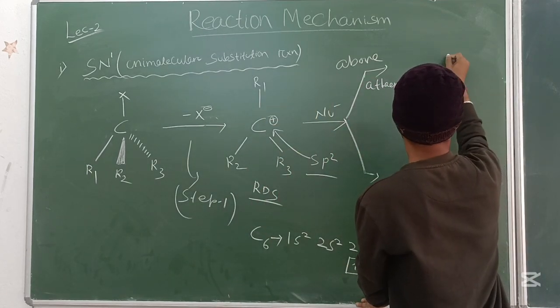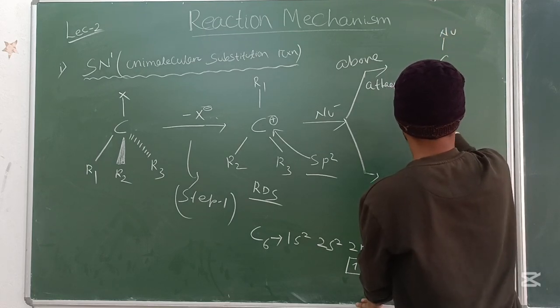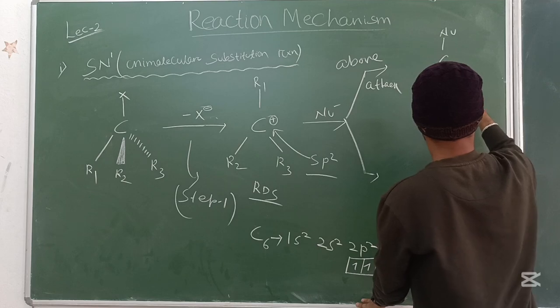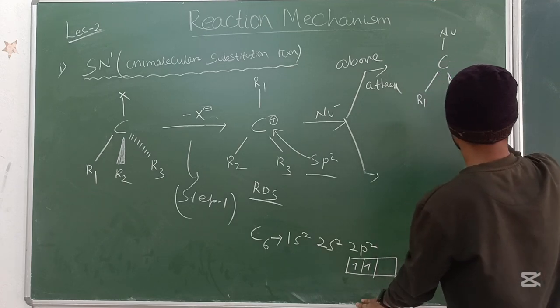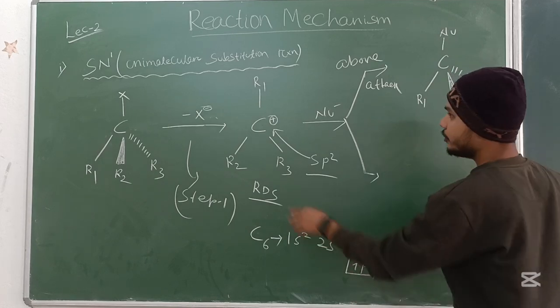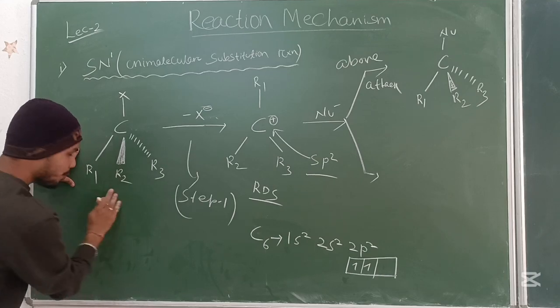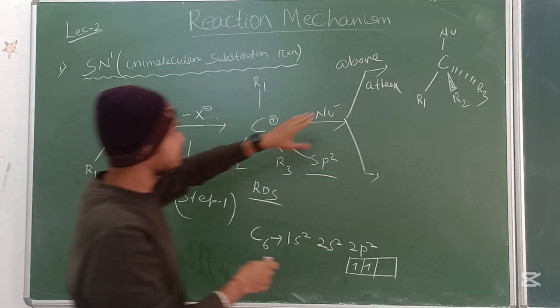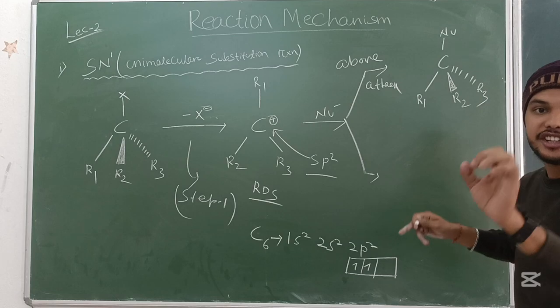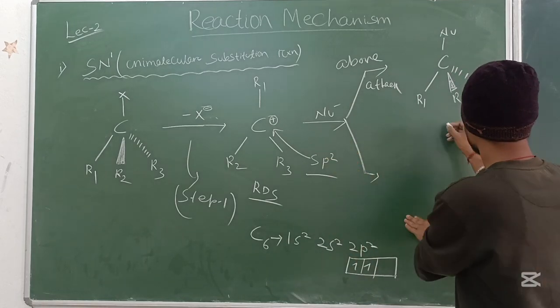then it will form the nucleophile above, R1, in wedge R2, and in dash R3. That means if you check the configuration, we will find a similar configuration there. That means it is the retention product. There is no change, so it is called retention.